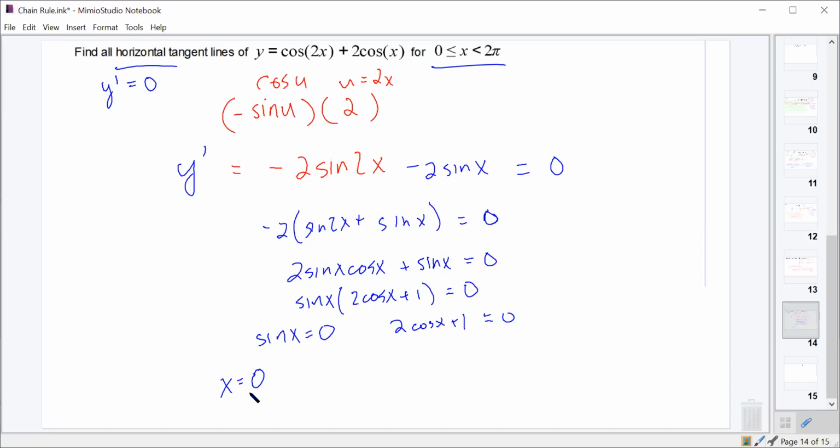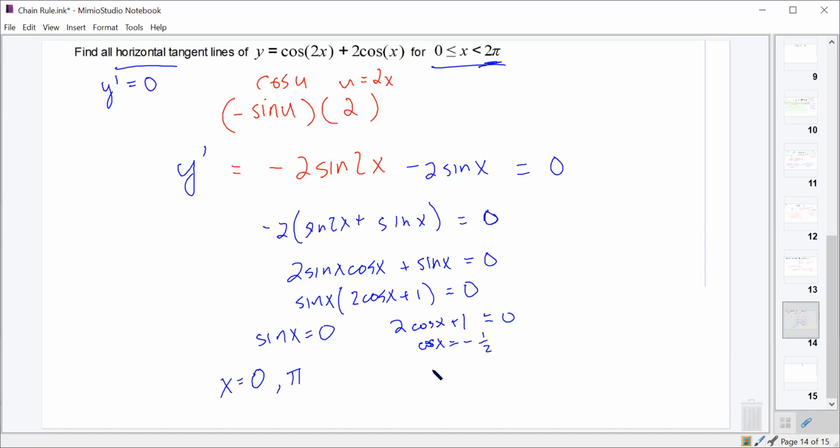X equals 0. When else does the sine of x equal 0 between 0 and 2 pi? Pi. Pi, good. All right, and then 2 pi, but that's not actually included in our interval, so we won't include that one. And then this one gives us cosine x equals negative 1/2.